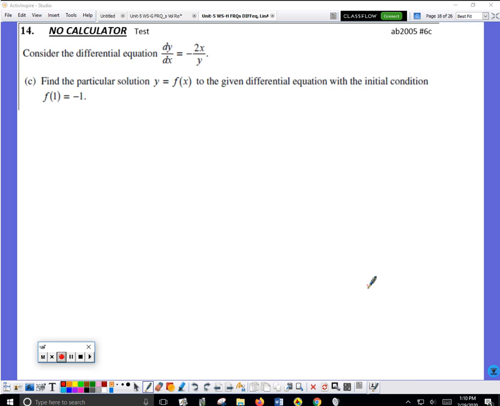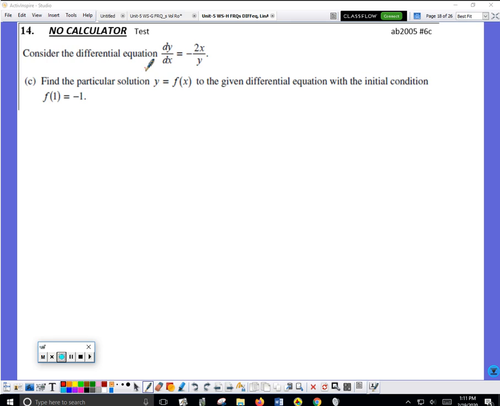Okay, new word today. Yes, a pair of words. Differential equation. So you'll start seeing problems now where they'll say, consider the differential equation, or given the differential equation. The word differential equation need not bother you. It simply refers to an equation that contains a derivative.